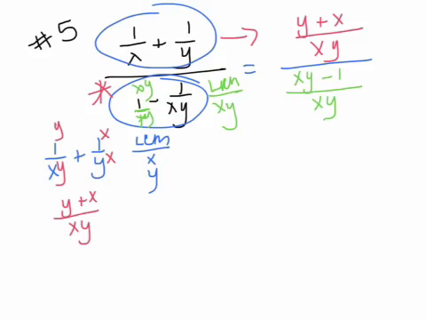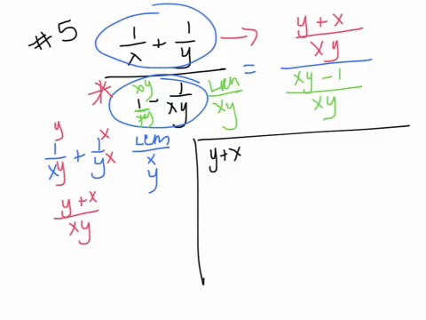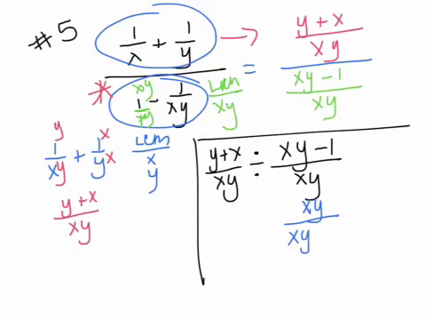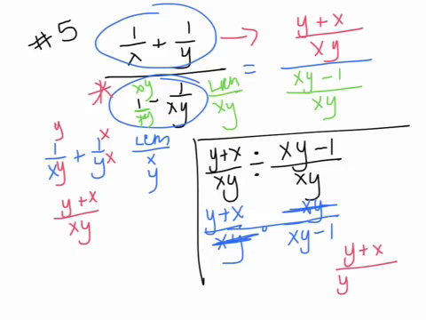So sometimes it's easier to rewrite this. So let me make a box. y plus x over xy divided by xy minus 1 over xy. Sometimes it's just easier to see it this way, because then we can say dividing fractions is as easy as pie. Flip the second and multiply. Well, now when I multiply, I can cancel this with this, and my final answer is y plus x over xy minus 1.